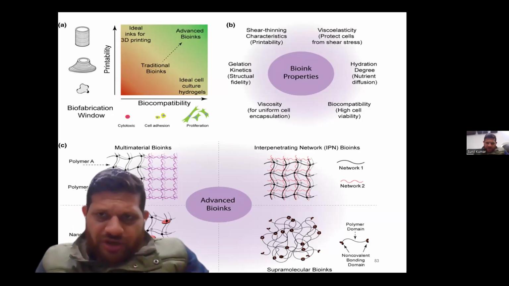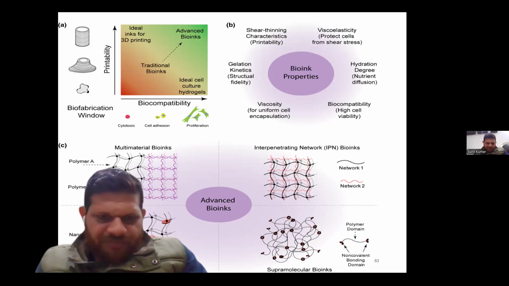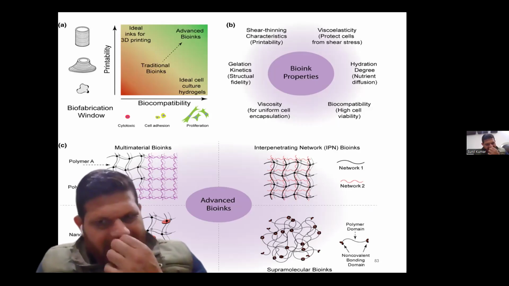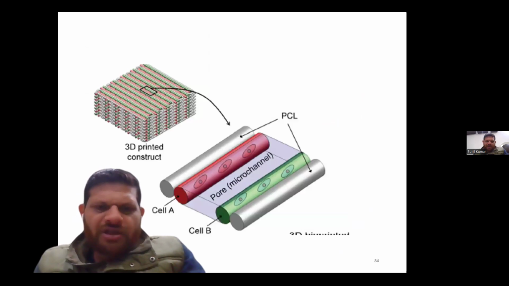Again, to accommodate all these things, we have multi-material bioinks, then interpenetrating network or IPN bioinks, where two networks are used. Then nanoparticle and polymer networks are mixed and named nanocomposite bioinks, and then supramolecular bioinks can be used. So a 3D printing construct basically consists of PCL, cell A, cell B, and core or micro channels.